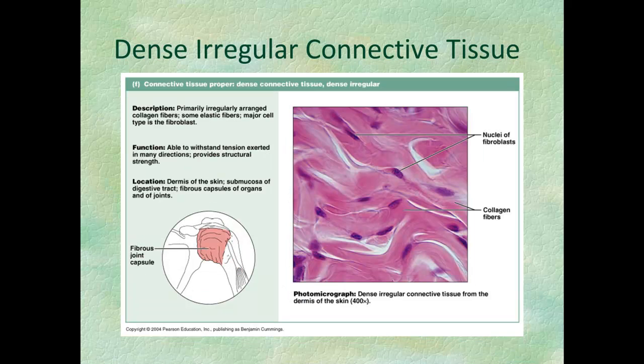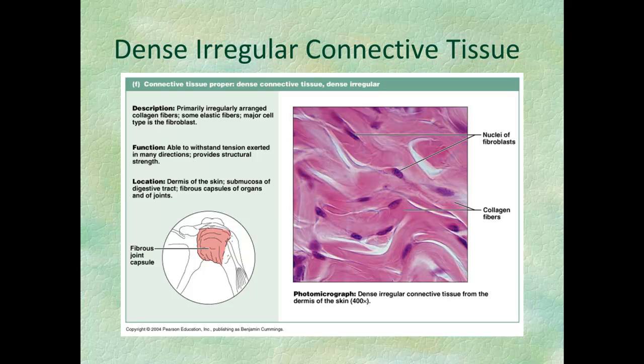Dense irregular connective tissue, you can see, looks very different. You still have those collagenous fibers, but they're arranged very differently, almost randomly or haphazardly in appearance. You still have the fibroblasts in between the fibers, but the different collagenous fibers are running all different directions. What this does is it gives the tissue resistance to pulling in more directions.